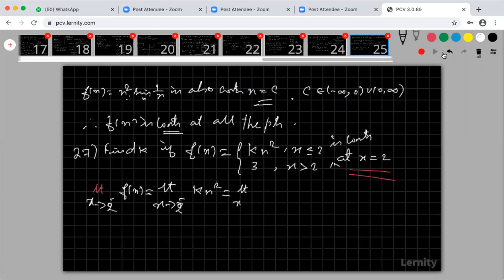Limit x tends to, apply 2 here when my x is 2. Apply here 2 square, 4k.